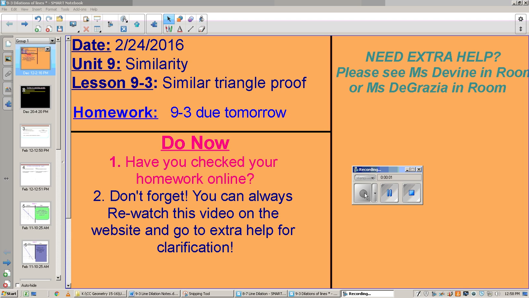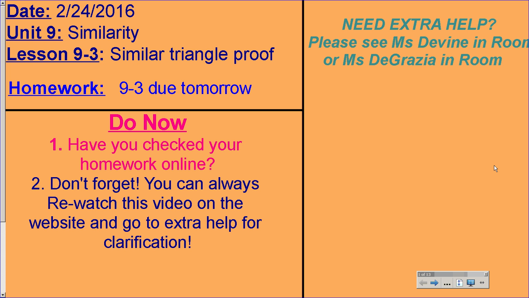Hi guys, so we're going to be looking at lesson 9.3 today. We're going to continue talking about similarity, but things are going to be a little different because now we're going to dilate lines instead of figures.